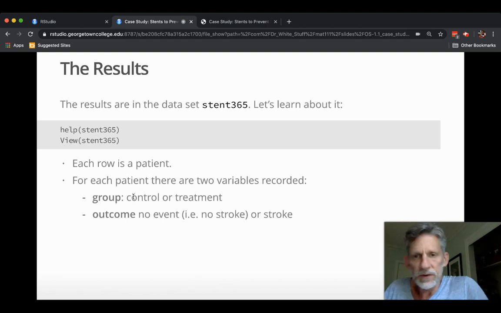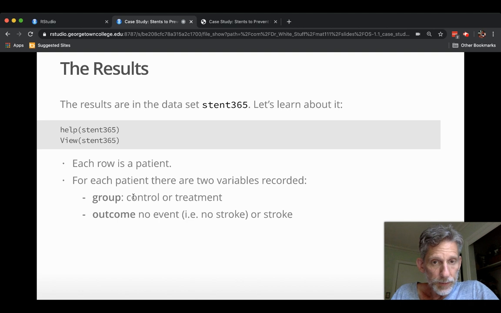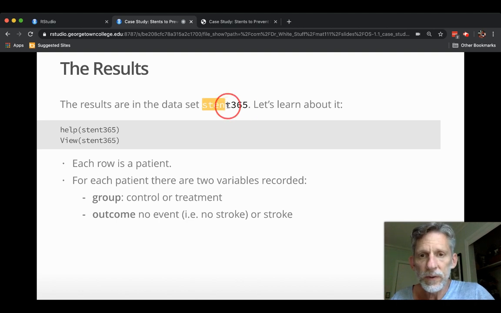So the results are in a data set that are in that openintro package that we've got loaded. And that data set is called stent365. I guess 365 means they waited a year. So we want to learn about it. And the way that you learn about data sets that are in our packages is you ask for help on them and you ask to view them.